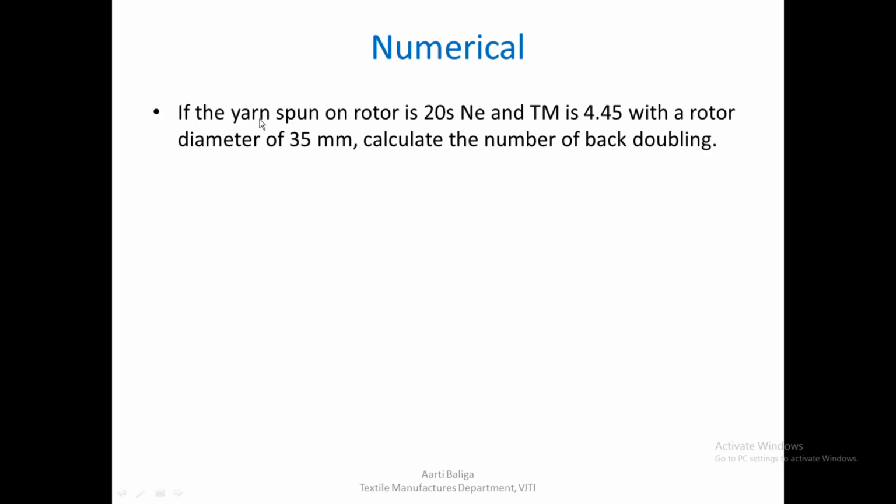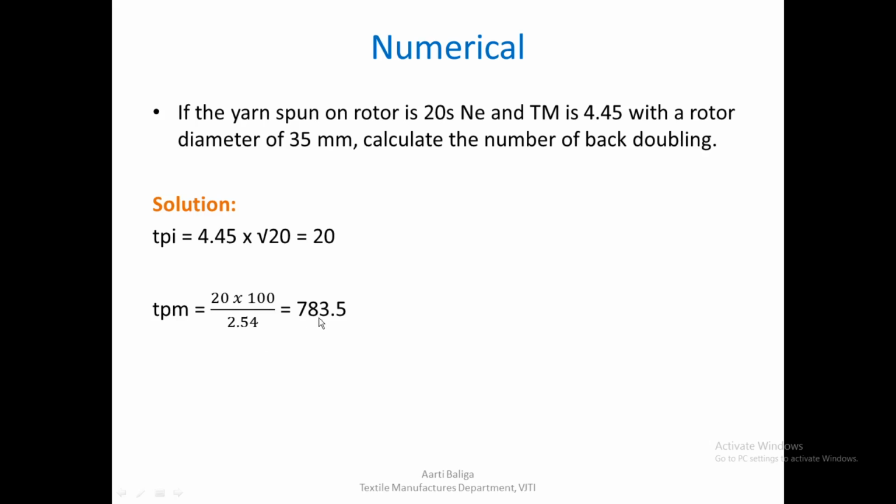In this, the yarn spun on the rotor is 20 Ne, TM applied is 4.45 with a rotor diameter of 35 mm. We are asked to calculate the number of back doublings. So first of all, we will need TPM. So let us calculate TPI first from the given values. So 4.45 root 20, we get the answer of TPI as 20. Converting this to TPM would be multiplied by 100 divided by 2.54.